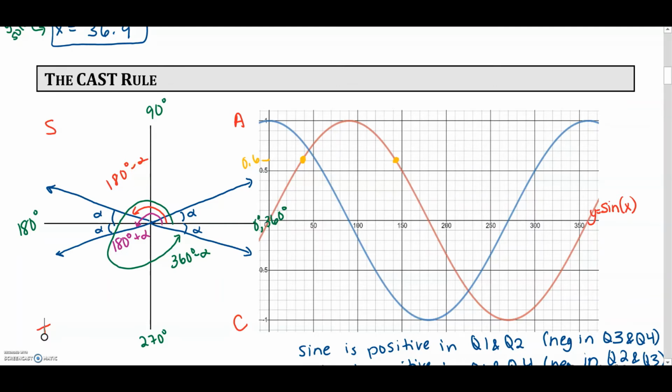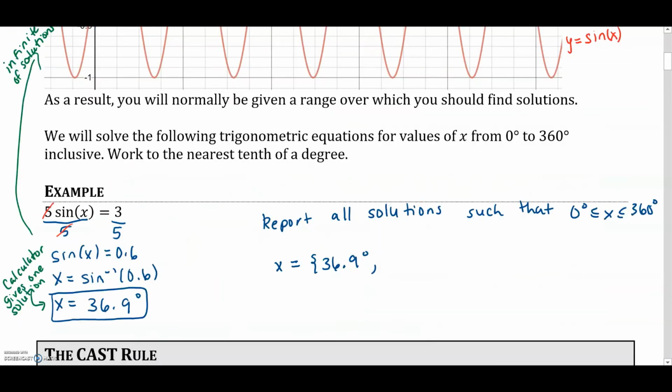Therefore, if our first solution is at 36.9 degrees, our second one will occur at 180 minus 36.9 degrees, and we get 143.1 degrees. Therefore, our second solution is 143.1 degrees, and that's the second solution solely within the range of 0 to 360 degrees.